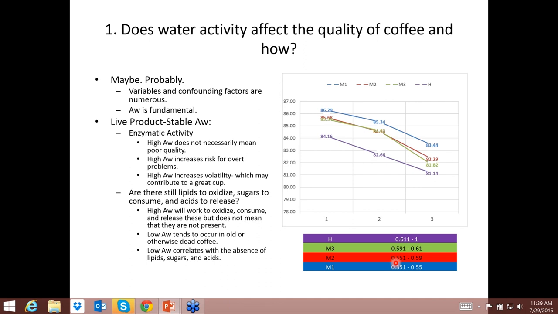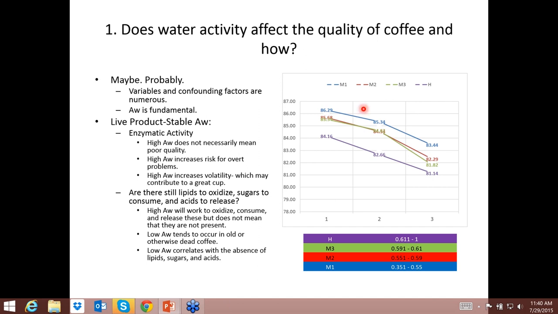Now, the other thing we want to talk about: are there still lipids to oxidize? Are there still sugars to consume? Are there acids to release? Okay. High water activity, just like in that little respiration thing that we saw, is not itself going to work to do this. It's going to encourage the oxidization, the consumption, the release of all of these things that we actually want to drink. But it does not mean that these things are not present.